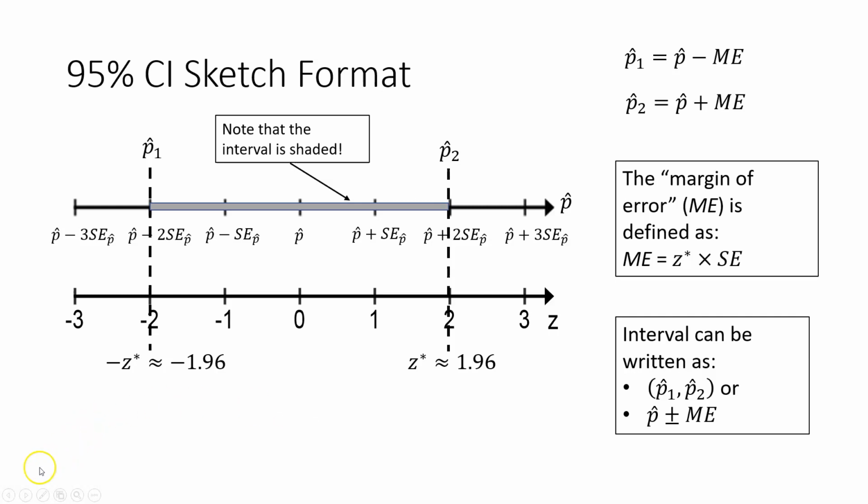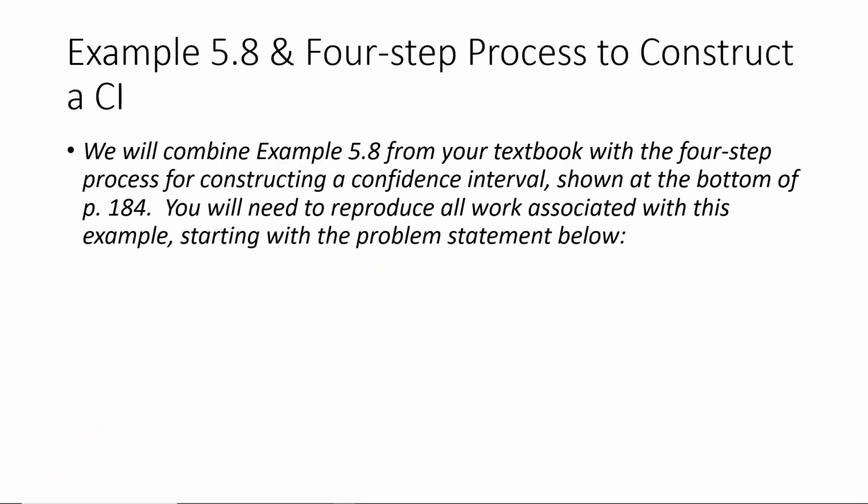Now, because what we just discussed is a little bit on the theoretical side, it would be helpful if we went ahead and looked at an example and see how to actually construct a confidence interval. So I'm going to go ahead and combine example 5.8 from your textbook with the 4-step process for constructing a confidence interval that is shown at the bottom of page 184. You will need to reproduce all work associated with this example, starting with the problem statement below.